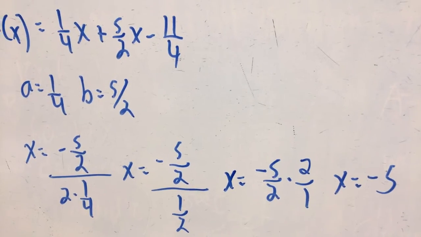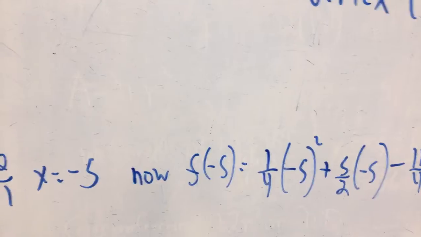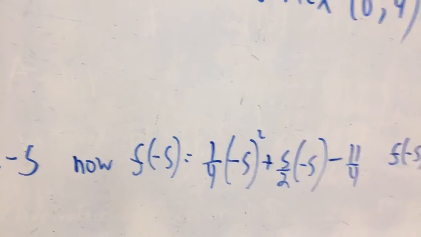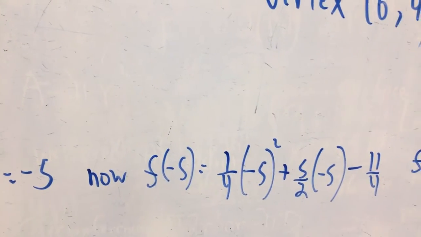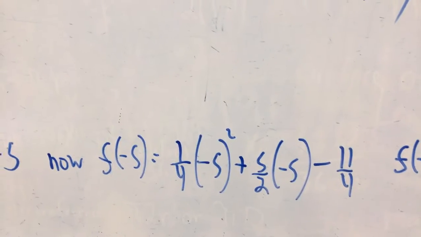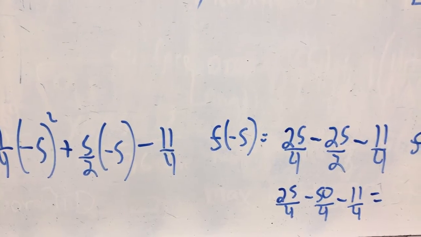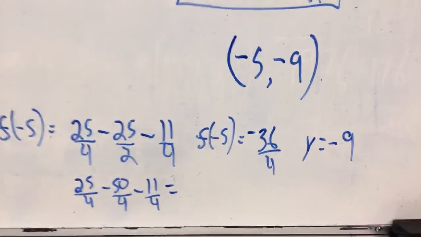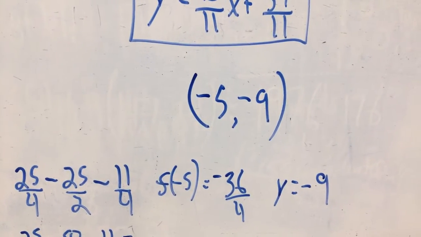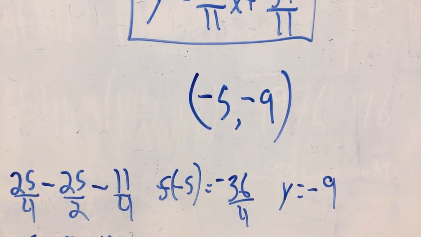Now, stick the negative 5 in for x. Remember, function notation, I can ask the question, when x is negative 5, what's the output? The input's negative 5, what's the output? So if I do all that fancy stuff, isn't that beautiful? I get that. Common denominator, people, common denominator. I change it all to fourths. And y is equal to negative 9. So when x is negative 5, y is negative 9. So that's your first vertex.